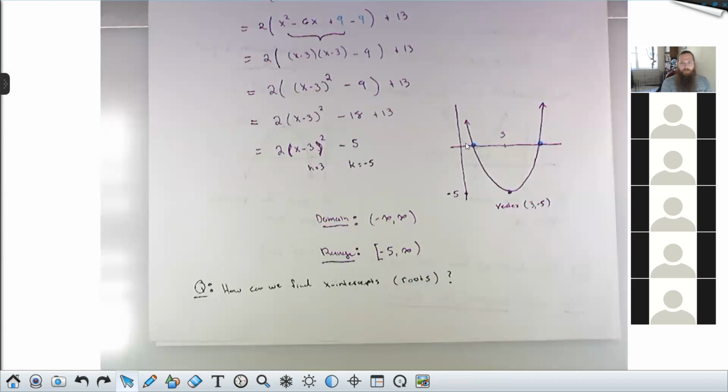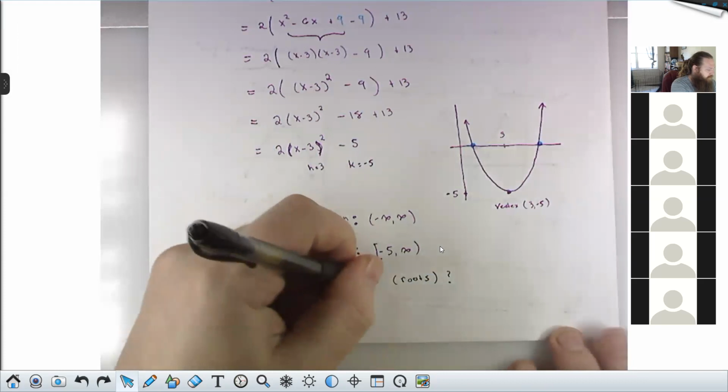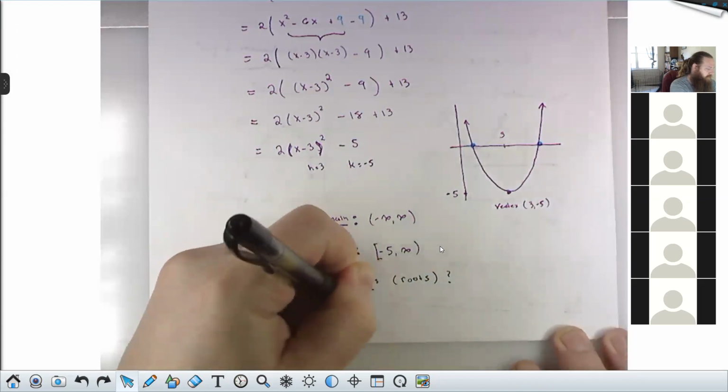So how do we find these things? Wouldn't we substitute it for 0? Yeah, we would set the whole thing equal to 0, right? So the roots are x-intercepts. These are solutions to the equation.